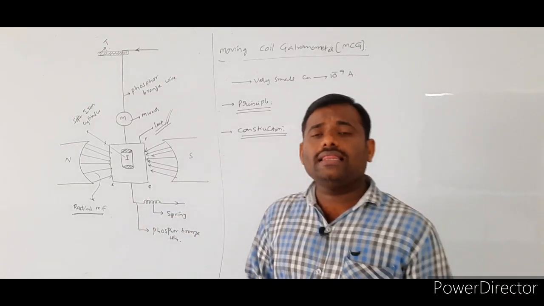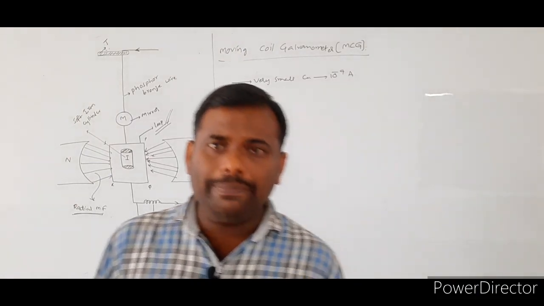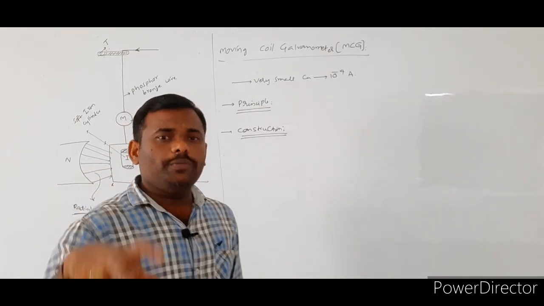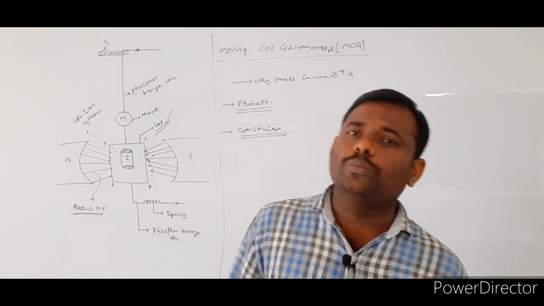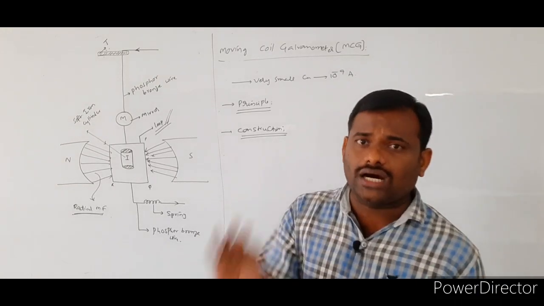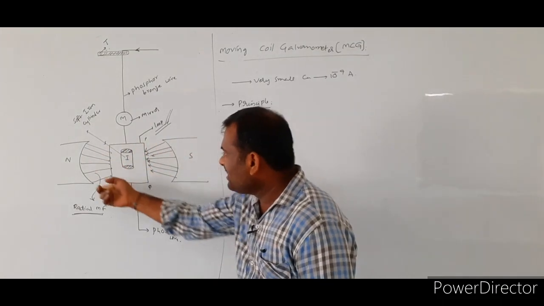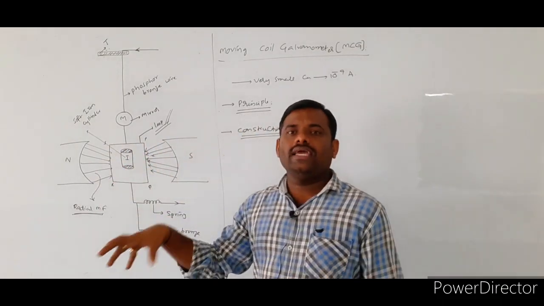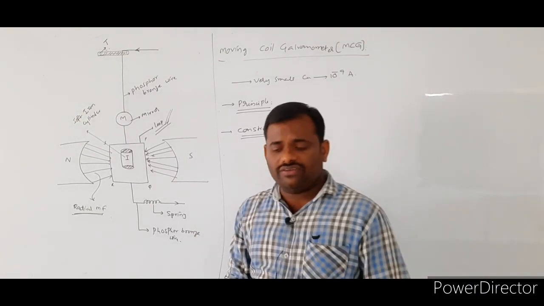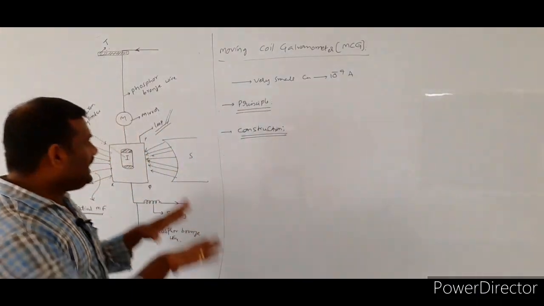While the plane of the loop is in the direction of the external magnetic field, the loop experiences the maximum external torque. So what is the need of this arrangement? Here we have to get maximum torque. For getting the maximum torque, all these arrangements we did.